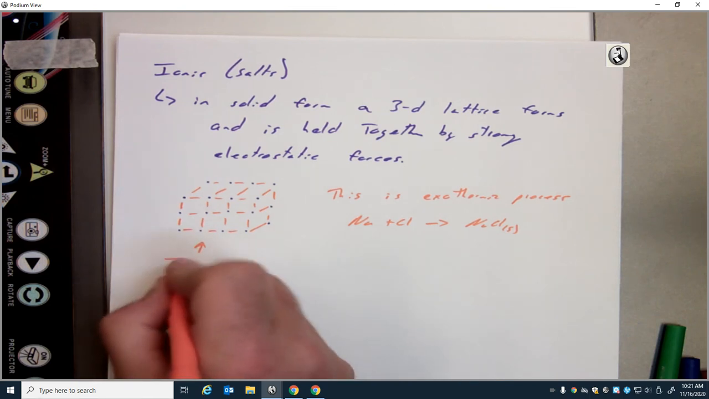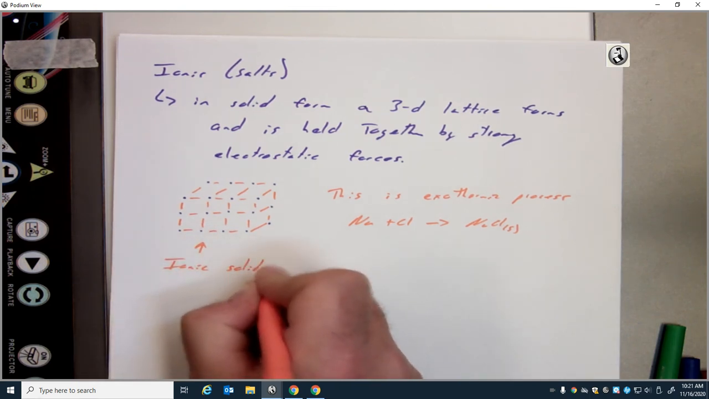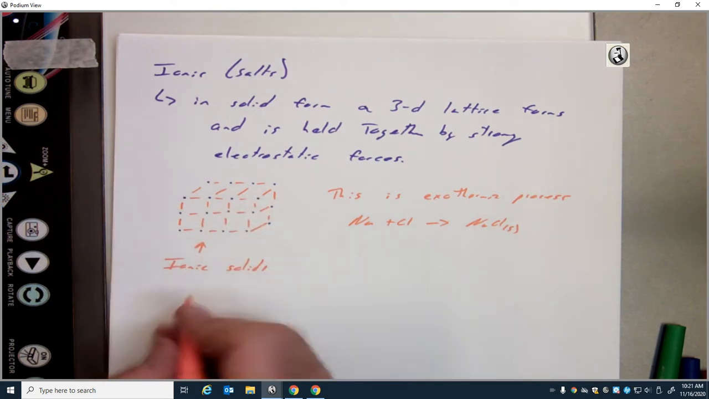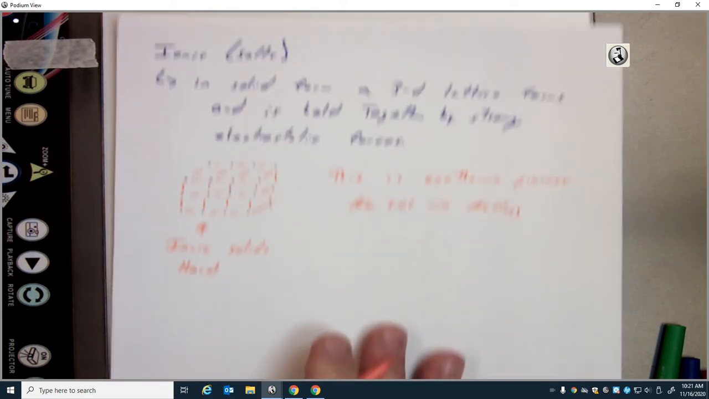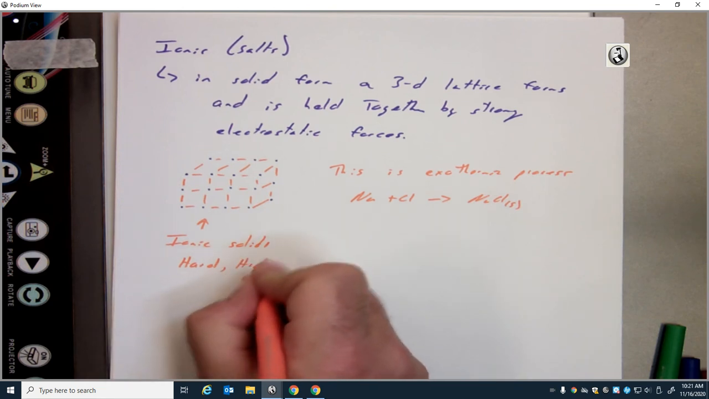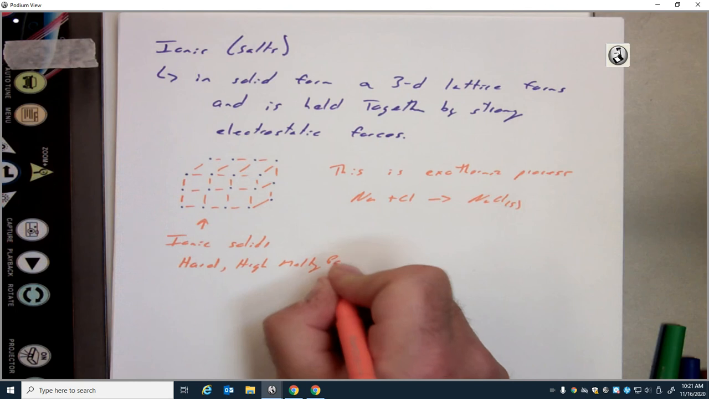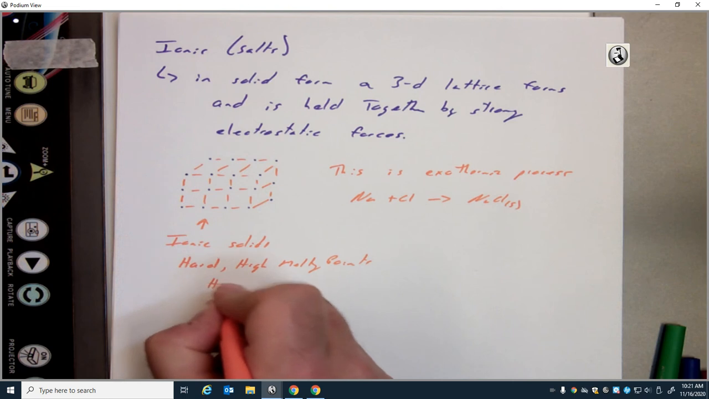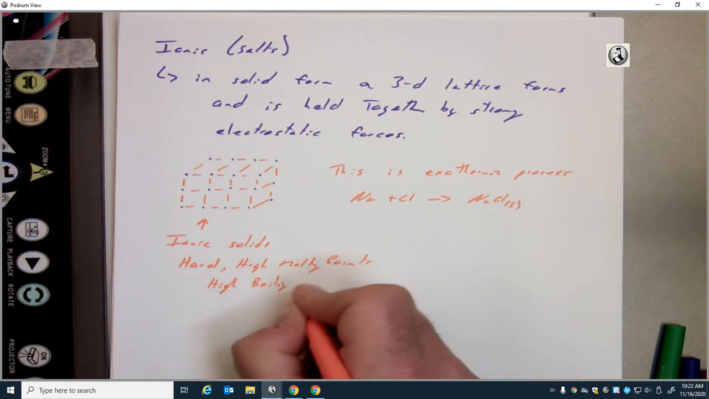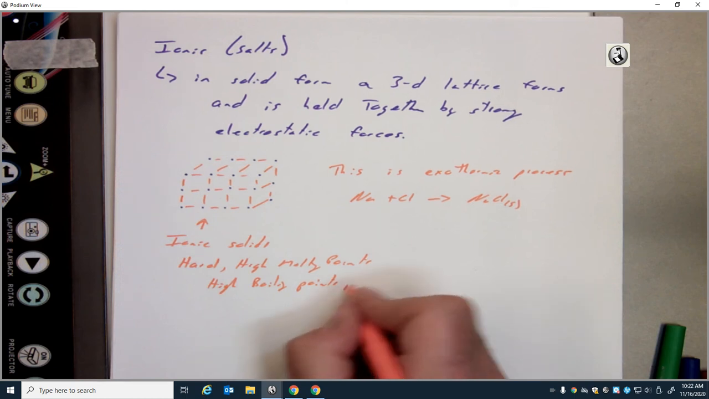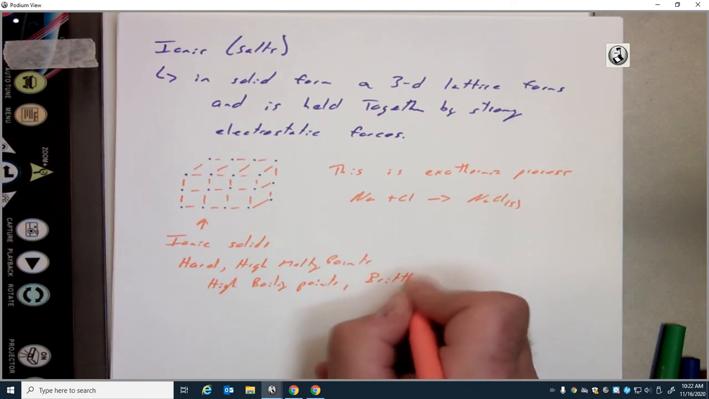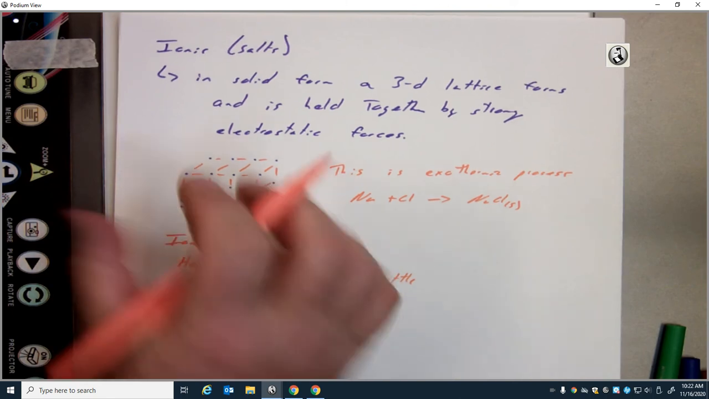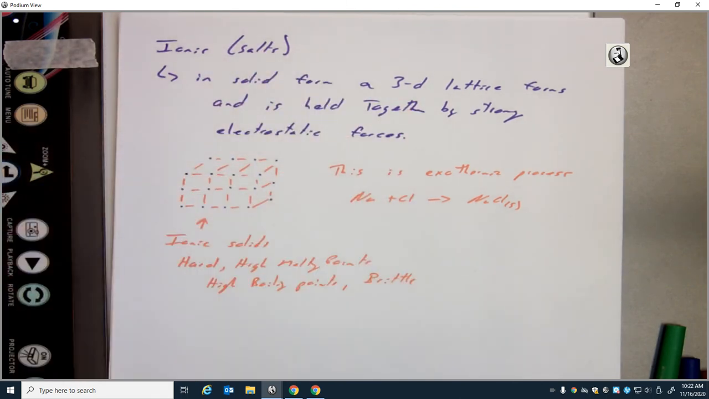Now, ionic solids have some very special properties. Because of all these bonds, they are really hard. They have high melting points. High boiling points. They're brittle. If I hit them with a hammer, they're going to shatter, because they don't want to reform. They want that nice, strict geometric lattice. So this is our ionic salts, or our solids.